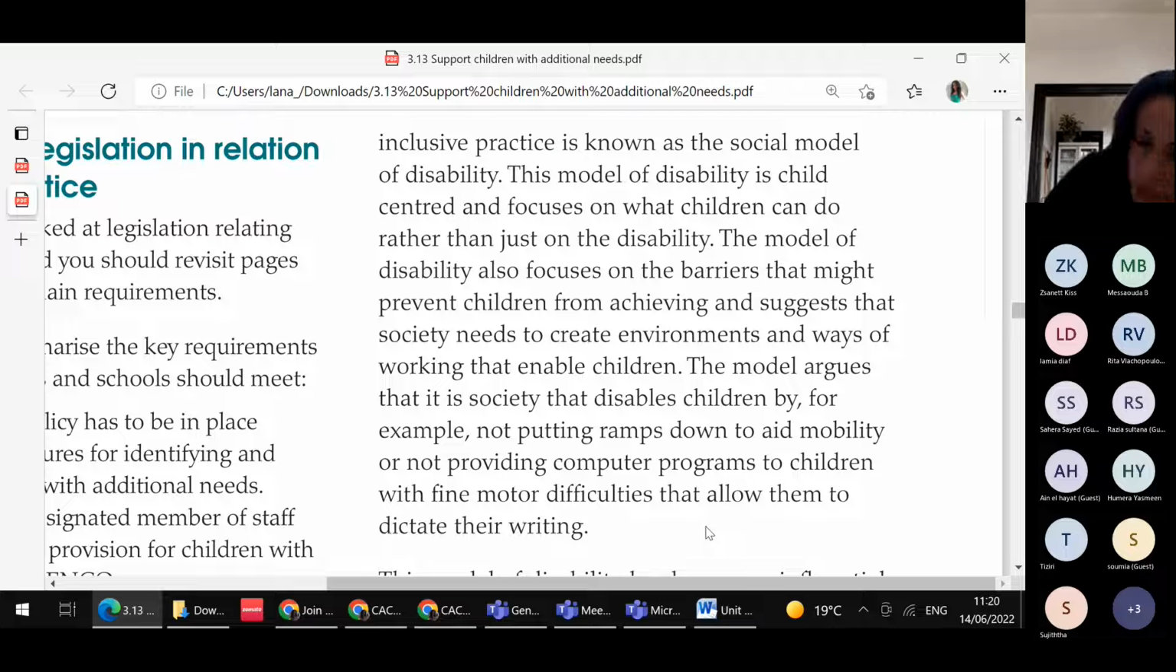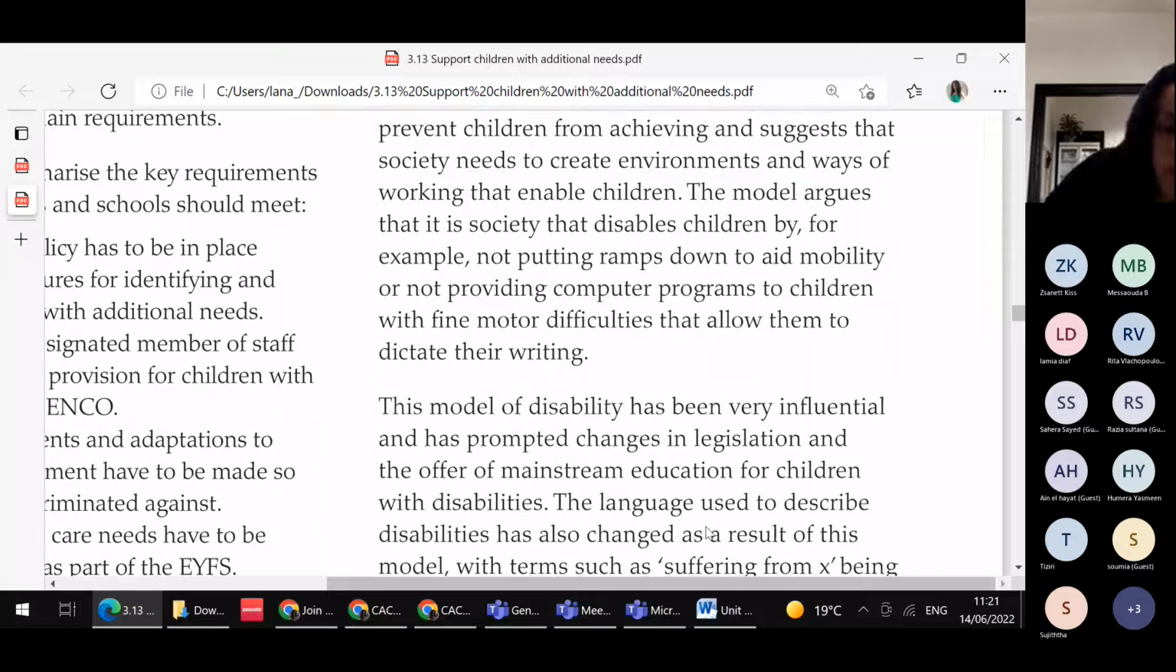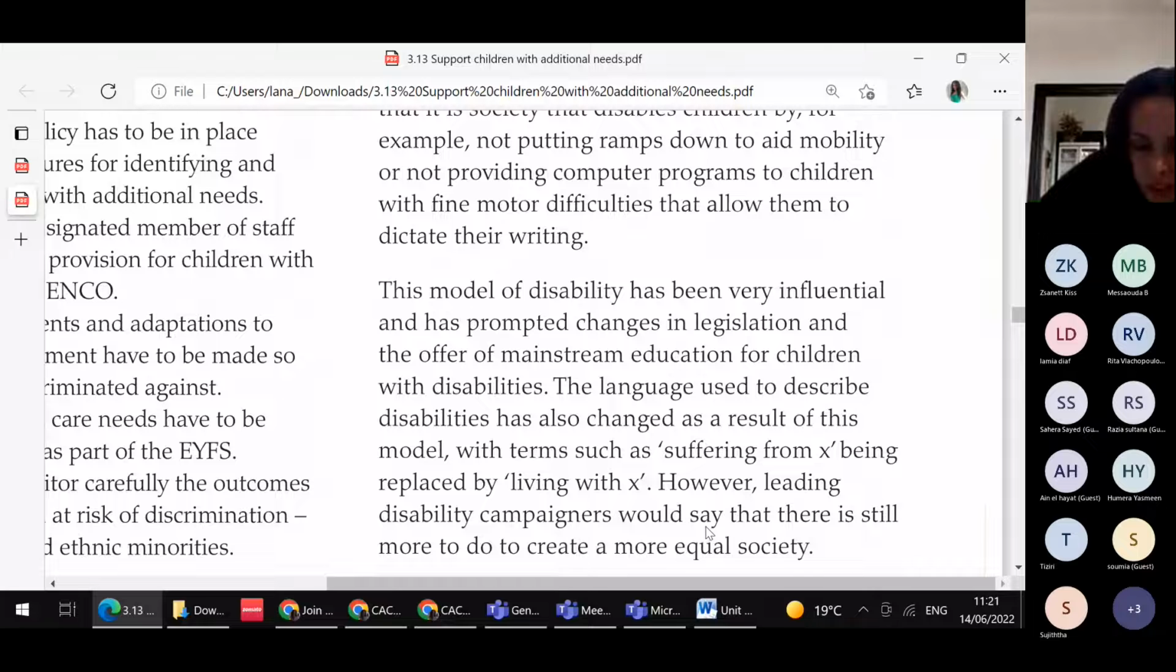So creating this ramp would give the child access to the same nursery as anyone else, and they could have fun taking part in the learning. Also, for example, not providing computer programs to children would affect the child's learning. So we, as a society, are not supporting the children's development. We are creating this according to this model.